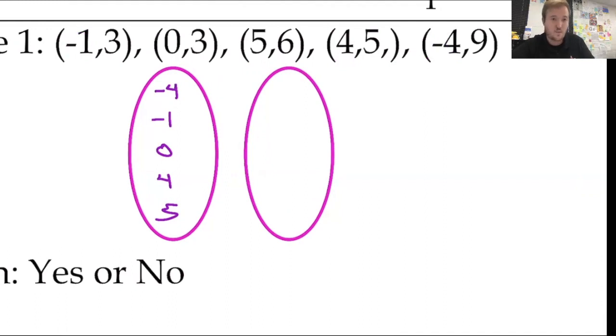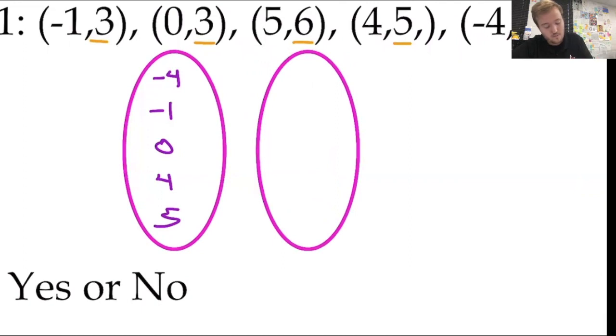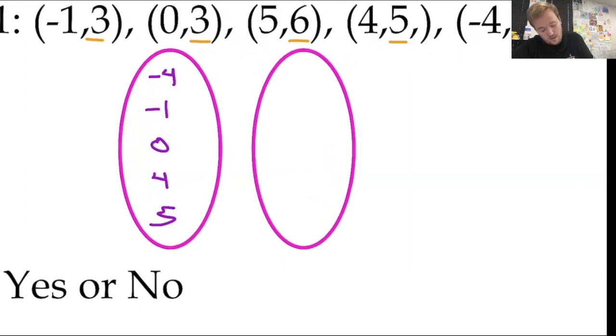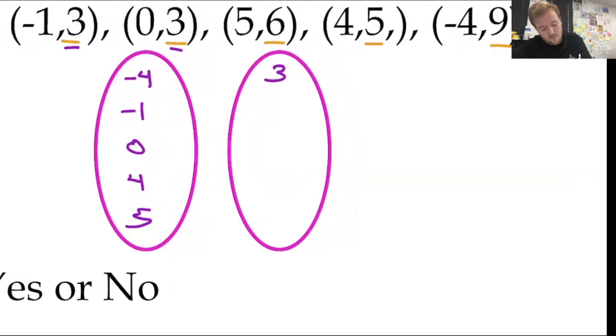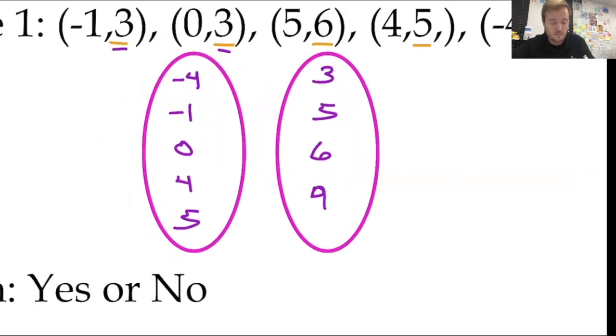Now I'm looking at the Y values for the right oval. So I have 3, 3, 6, 5, 9. So I'm going to go back to purple. So the smallest of those, we have 3. So notice how we have it in 2 different places, but we only write it one time. So our next value, we have 5, then 6, then 9. Thankfully, I remember the order of numbers.